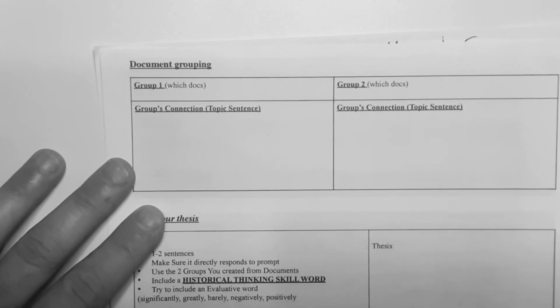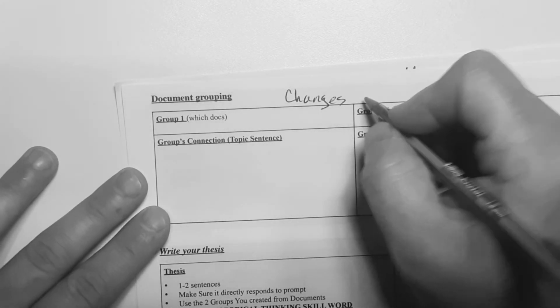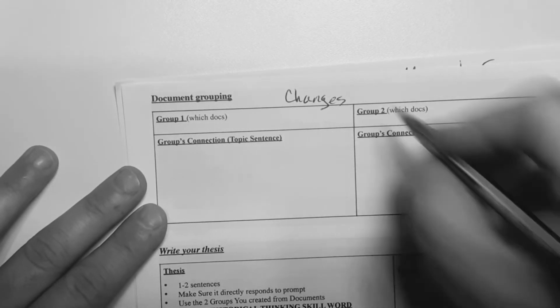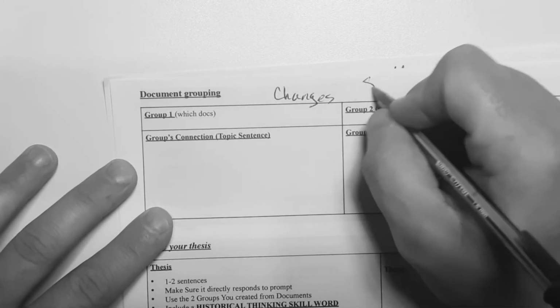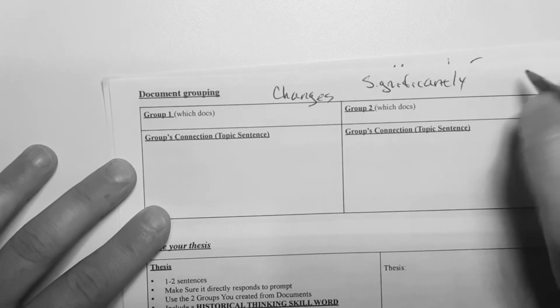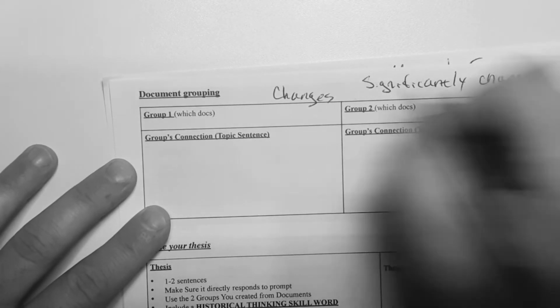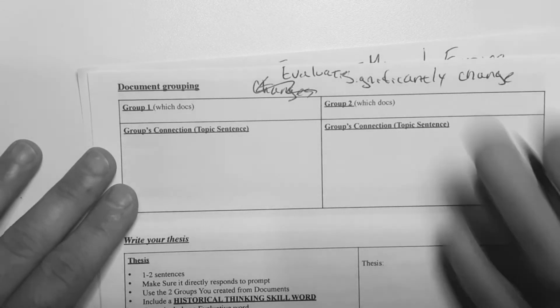So now this is where you have to group your documents. So got to review the prompt, right? This is where your thesis is. This is as far as I'm probably going to take you. Group 1. So what changes did trade bring? That's what the question asks. And how strong was that change? If you had to evaluate the extent to which economic activity changed things, I would say it significantly did. There's not a weak relationship there. There's a significant change there. So you have to evaluate. That's the evaluate part. Significantly change things.